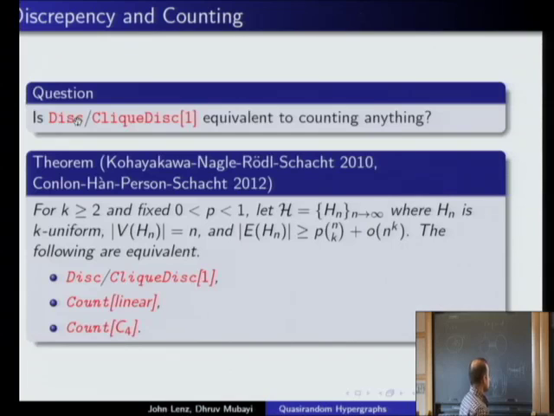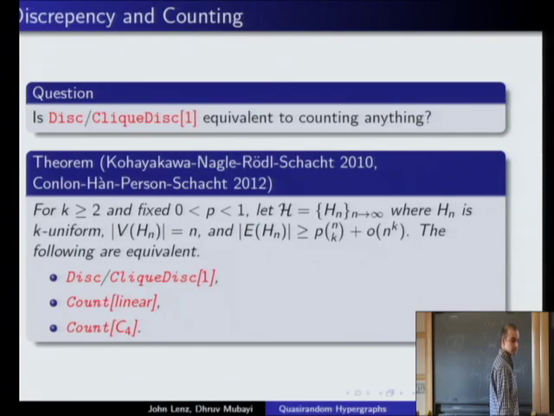And so that's this. So you give me, what's everybody's favorite linear hypergraph? My favorite linear hypergraph is the Fano plane. Okay? So that means if you tell me the density p, you know the correct number of copies of the Fano plane: p^7 n^7 plus little o of n^7 Fano planes.